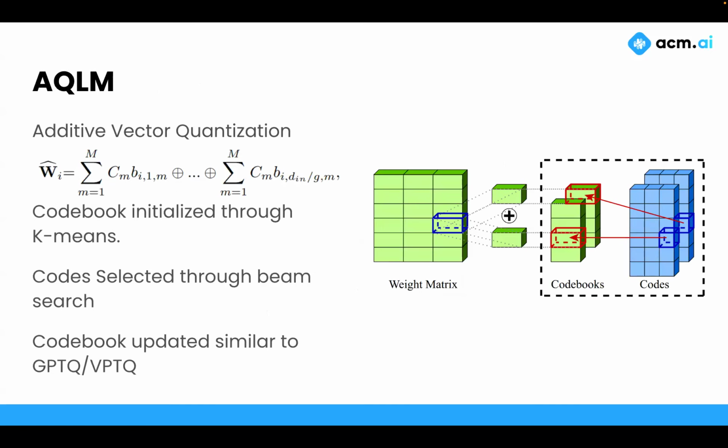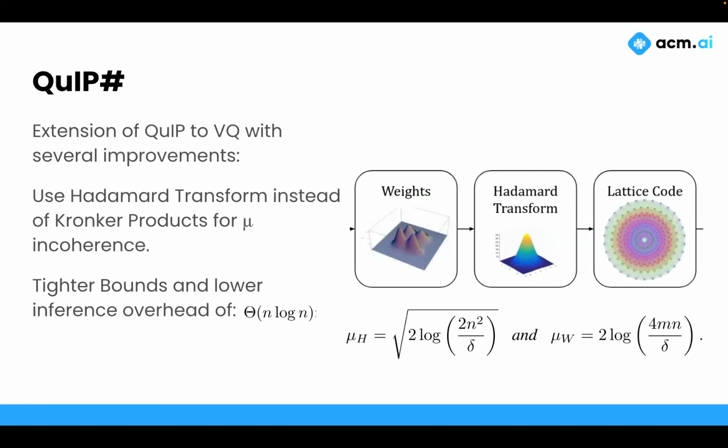A couple more recent papers: AQLM, or additive vector quantization. What this does is quantize by adding up several codes together, and the codes are selected through beam search. Afterwards, they also do k-means initialization. And after they do this quantization, they again update the codebook in a similar fashion to GPTQ and VPTQ.